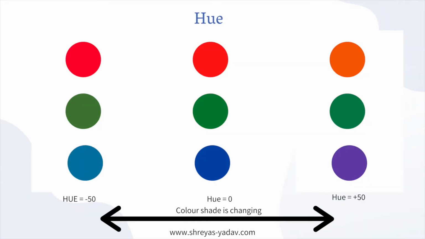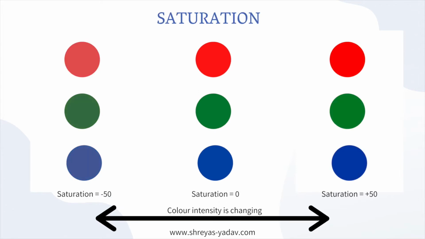Let's understand hue first. Every color has a shade. Hue controls a shade of the color. Hue slider helps in setting up the shades. You can see when I change hue from 0 to plus 50 how the shade of the color is changing. Similarly, if I change the hue from 0 to minus 50 how the shade of this blue, green and red is changing.